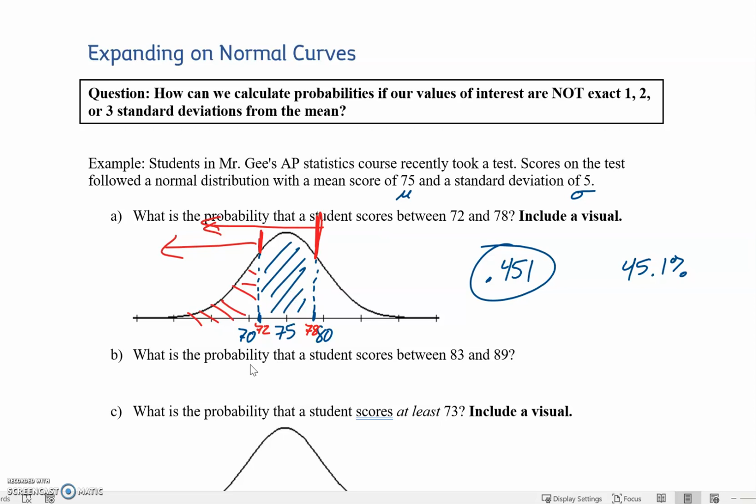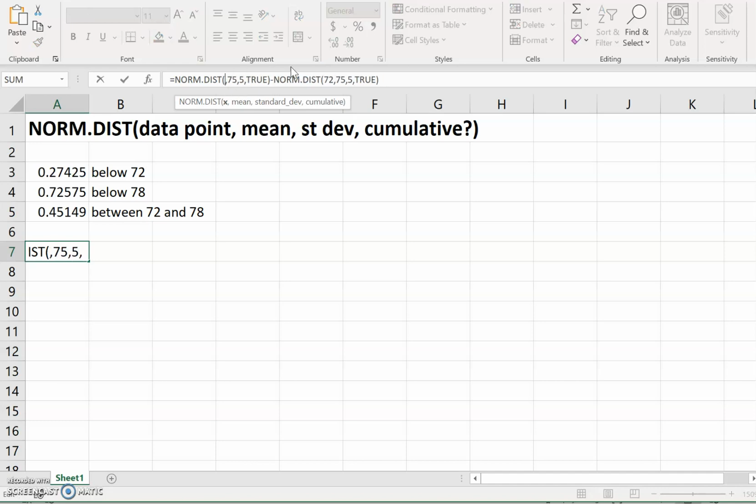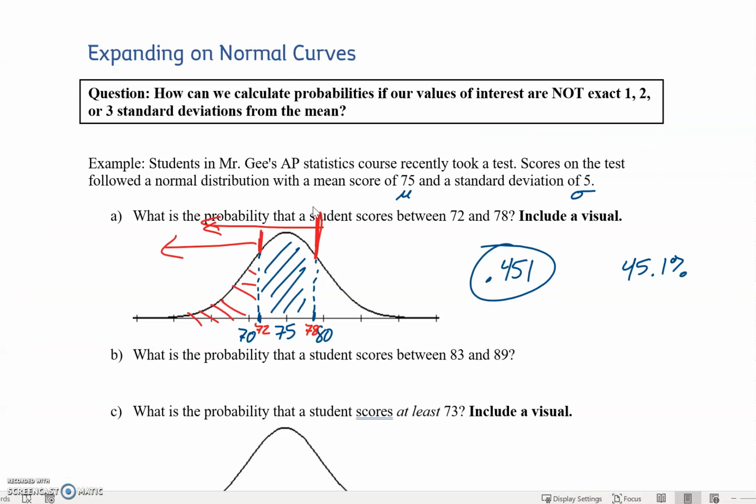Okay, so in part B, what's the probability a student scores between 83 and 89? Well, once I've set this up one time, I could go through these 3 steps again, or I could just say, all right, let me do everything to the left of 89 and then take off the stuff to the left of 83. So I'm just updating my X values here, my observations or my data points. So 89, this one's going to be everything to the left of 89. This one will be everything to the left of 83. So we get 0.05224. Again, if we're just doing 3 decimal places, 0.052, right? But however many decimal places we need is fine.